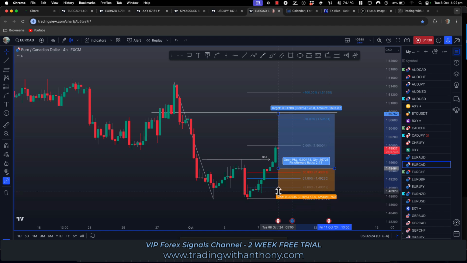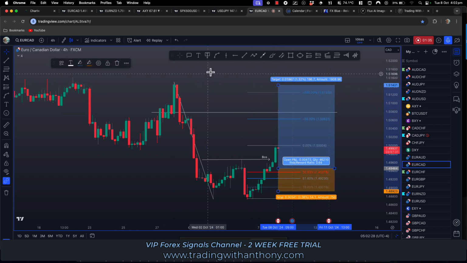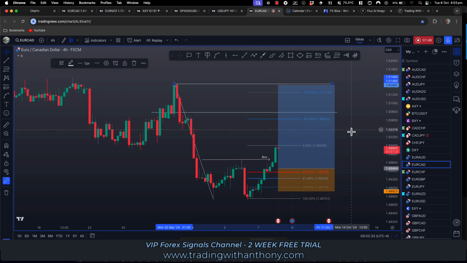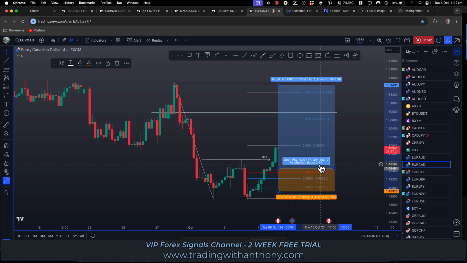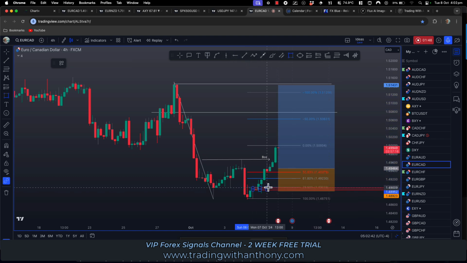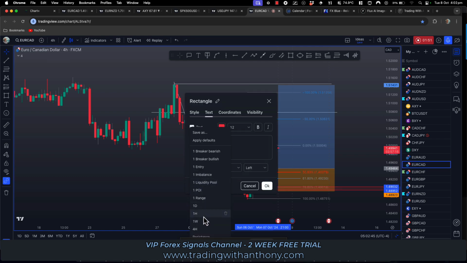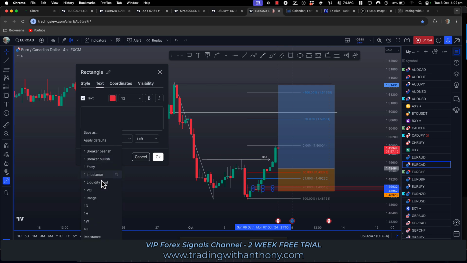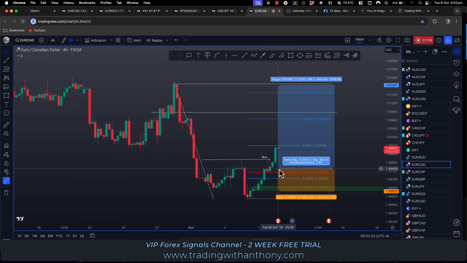Target, well, give it a bit of room, and I'd even go for this high up here. So we've got a potential 3.6R. Stop loss, I'm just going slightly under this red candle here, so I'll just mark that up as a support zone. Entry point if it pulls back down into this bullish order block.